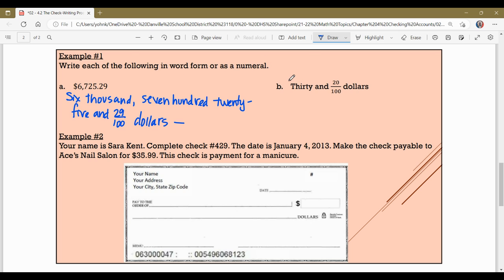All right, let's go the other way. Letter B, thirty and 20 over 100. Well, that would be $30.20.